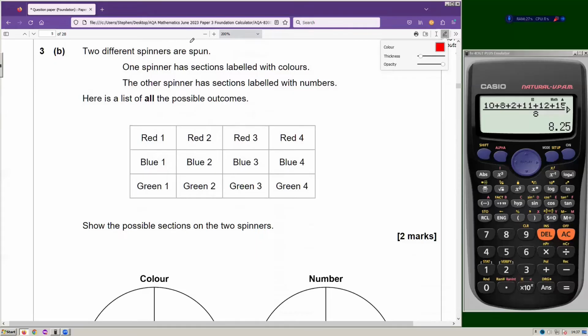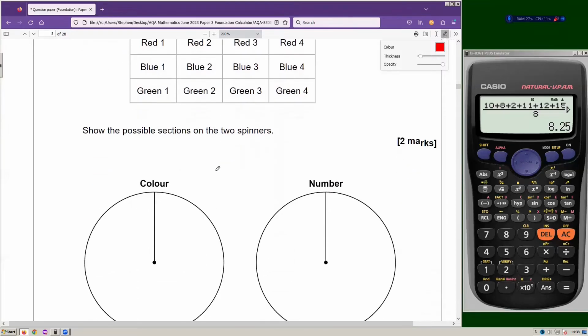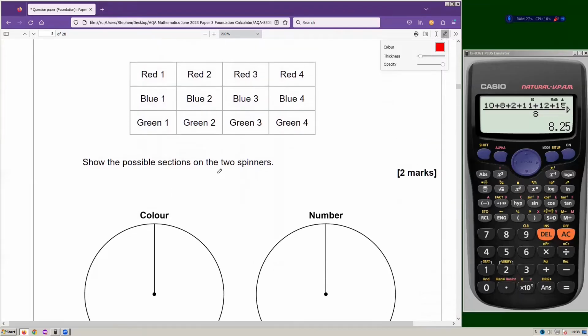2 different spinners are spun. One spinner has sections labeled with colors. The other spinner has sections labeled with numbers. Here is a list of all possible outcomes. Red 1, red 2, red 3, and red 4. Blue 1, 2, 3, and 4. Green 1, 2, 3, and 4. Okay. Show the possible sections on the 2 spinners.